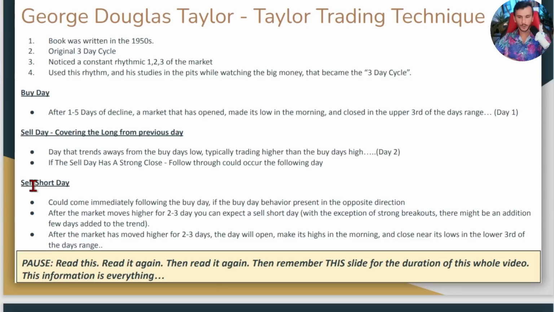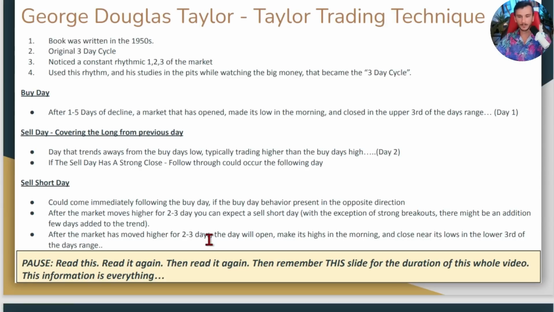Then you have a sell short day. Could come immediately following the buy day if the buy day behavior presents in the opposite direction. After the market moves higher for 2 to 3 days, you can expect a sell short day. With the exception of strong breakouts, there might be an additional few days added to the trend. So if you ever notice markets that are breaking out for 4, 5, 6, 7, 8 days in one direction and you're like, man, when is this thing ever going to stop? It's probably because it is breaking out of a larger structural pattern or a classical charting pattern, and it is extending its run because of that breakout.